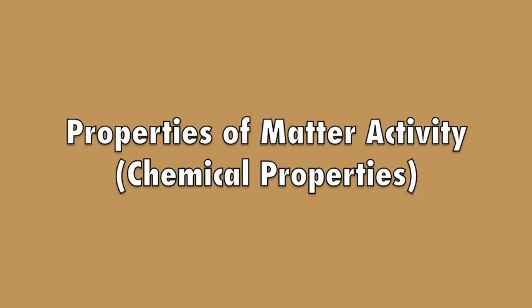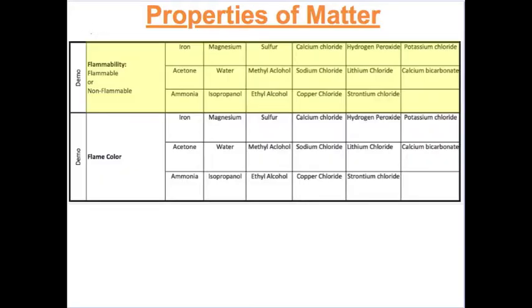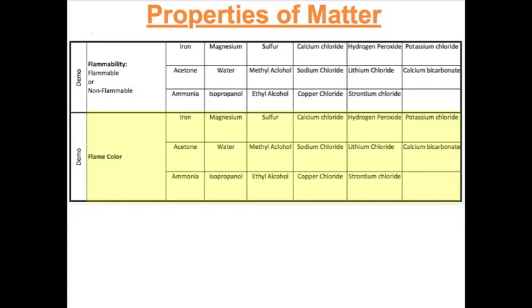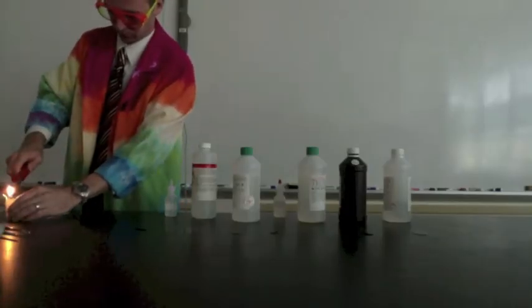Now we can look at chemical properties of matter. These are properties that when you test them or observe them, you change the substance into something new. We can look at flammability and flame color. Here are flame tests for different liquids.